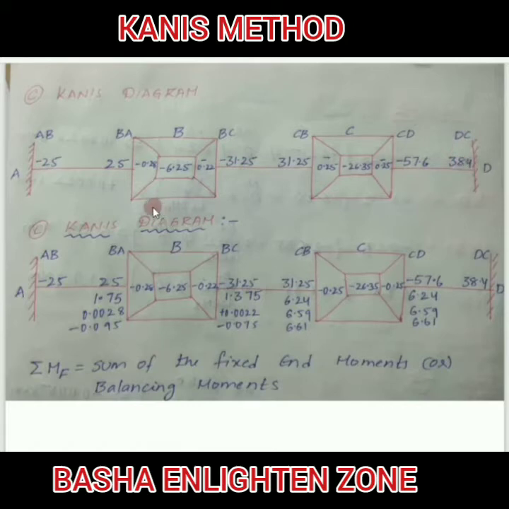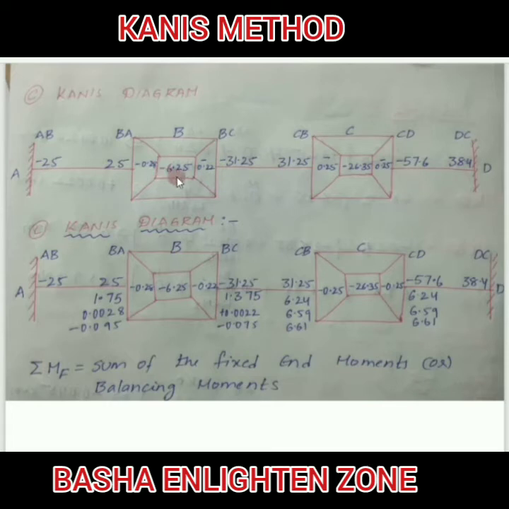Then what about the rotation factors? Rotation factor BA is minus 0.28. BC is minus 0.22 here, CB is minus 0.25 in this box, and CD is minus 0.25 here. So see here, all the things will be mentioned here. At the same time, as I told you in the model diagram, in the box for B we have to write the sum of the fixed moments, means for joint B, BA plus BC, means 25 plus minus 31.25, that is 25 minus 31.25, which will be equal to minus 6.25.